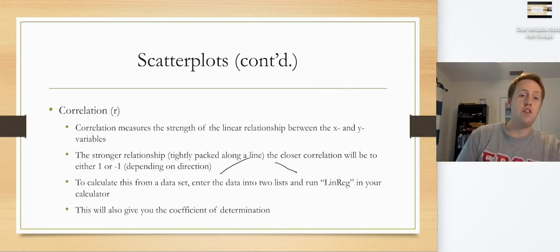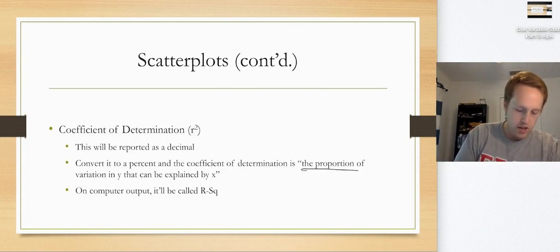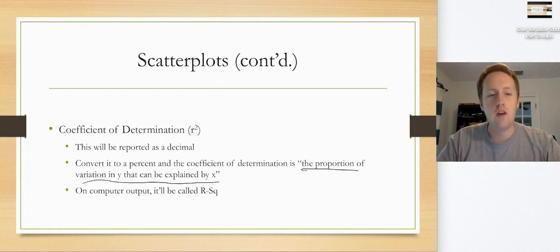So that segues us nicely into what is the coefficient of determination. Coefficient of determination is the proportion of variability in y that can be explained by x. So it's the proportion of variation in y that can be explained by x. It's going to always be reported as a decimal. We usually talk about it as a percent, so you'll probably want to convert that. On computer output, it's going to be called r-square. So we'll see that once we get there.